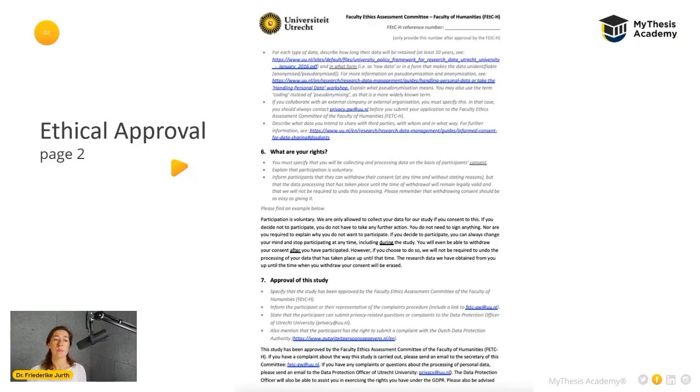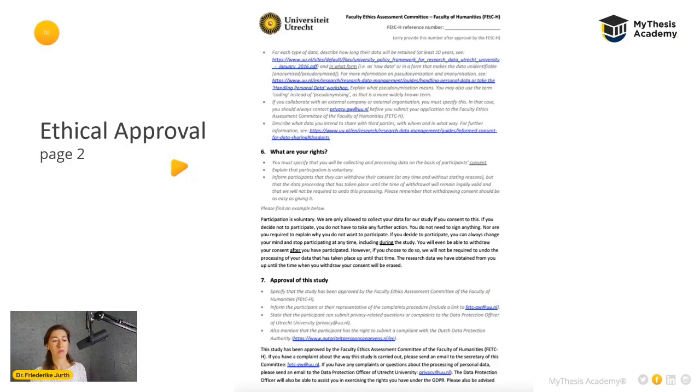Last but not least, it is also important to describe what data you intend to share with third parties. For example, if you are collaborating with an external organization or company or institution, then their access to the data or to the different kinds of data collections should be clarified here.